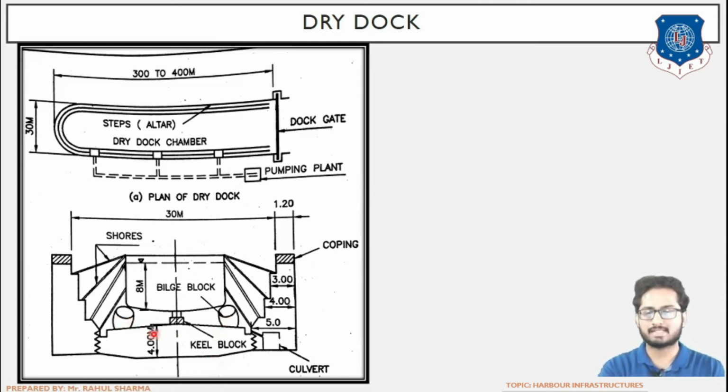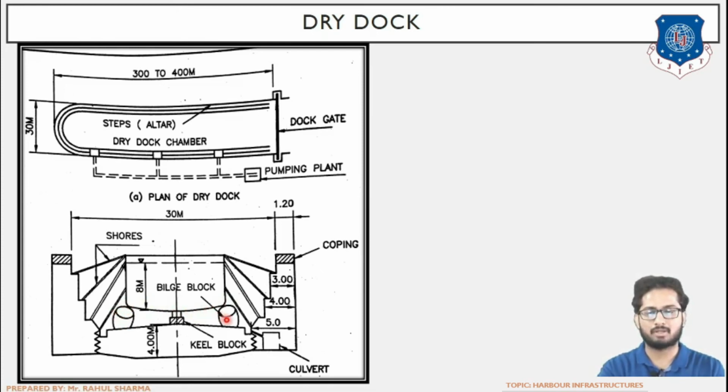Next, on both the sides are the bilge blocks. Now bilge blocks will also provide support but in the transverse direction of the ship. Why? Because it is perpendicular to the length. Bilge blocks are provided on both the sides of the keel block, but they are providing support in the transverse direction, that is perpendicular to the length.